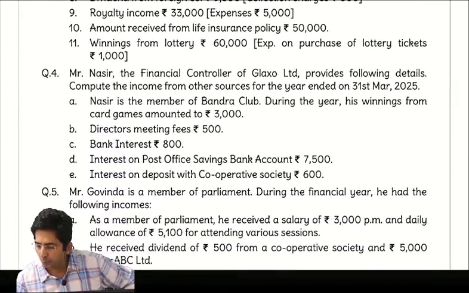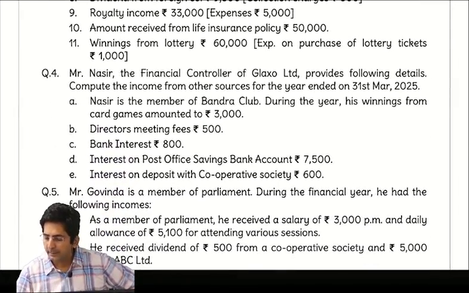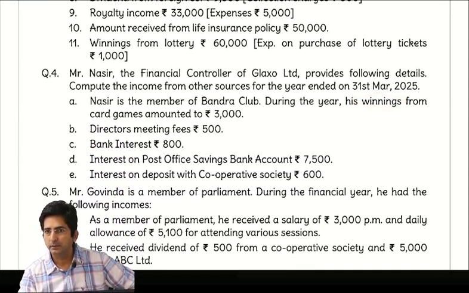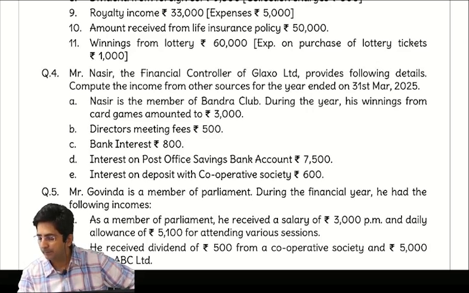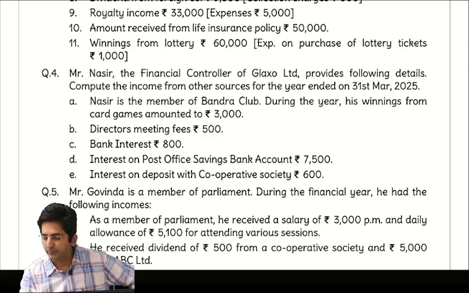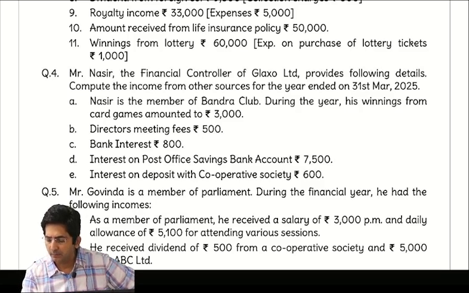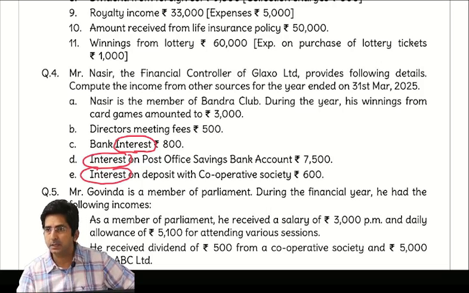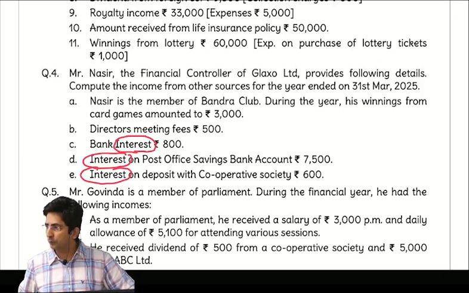Then question number 4. See, in that the first point was what? Winnings from card games. Winnings taxable. Then directors meeting fees, taxable, because this has not come in our keyword of DW Ramu Fakir, so it is taxable. Then bank interest, wait, here it is our customer. Whenever we see interest, circle it. You also do.